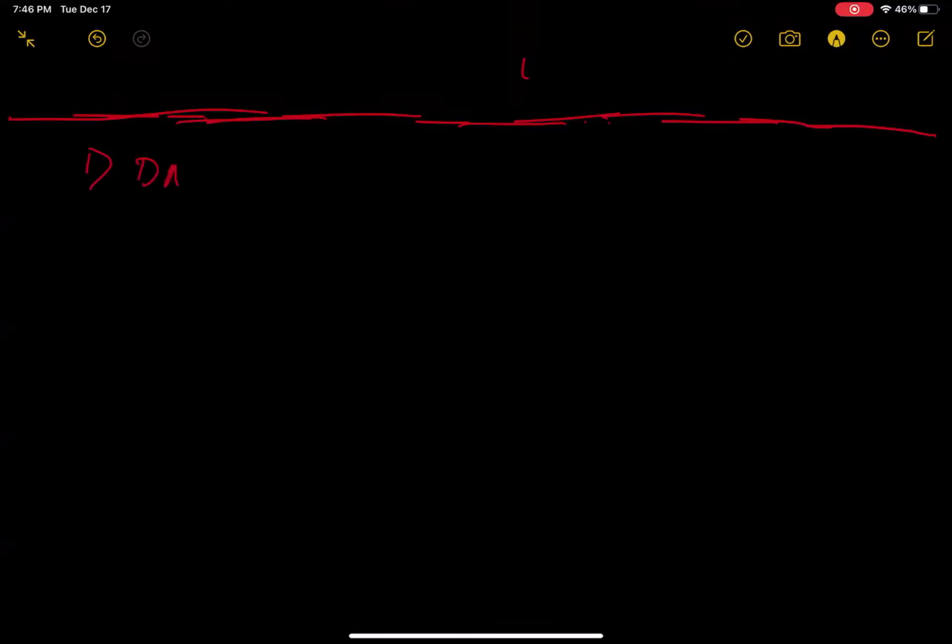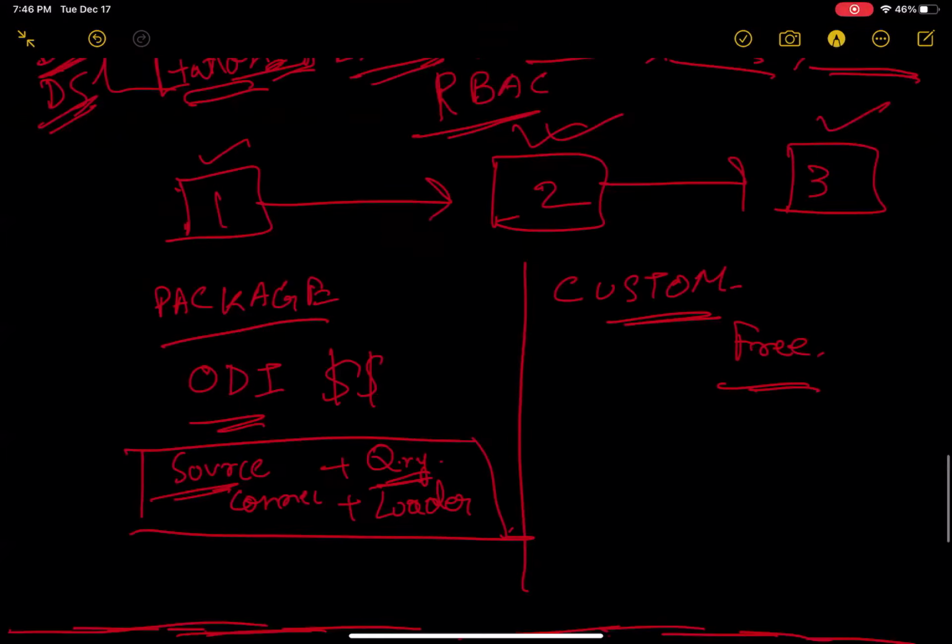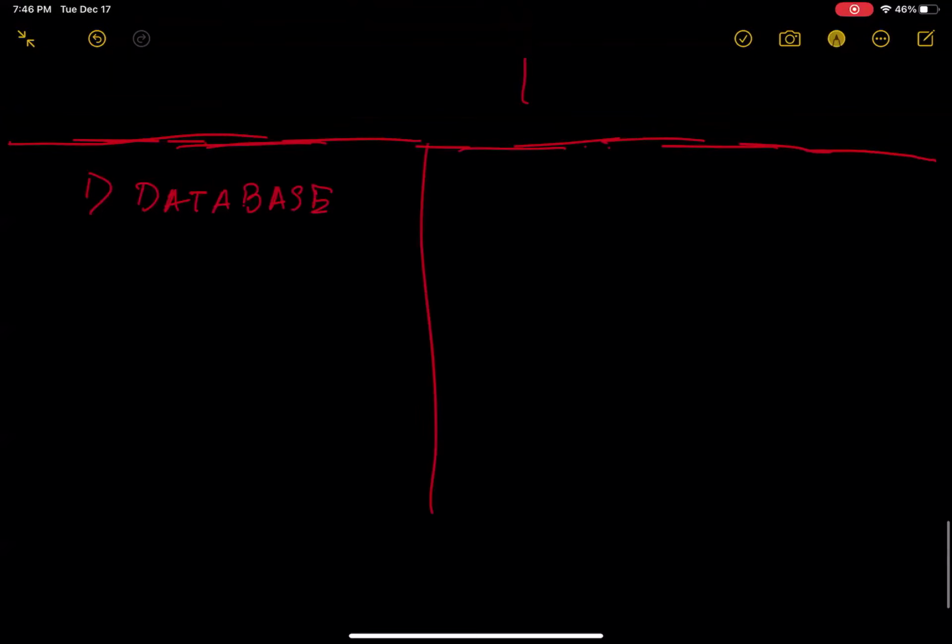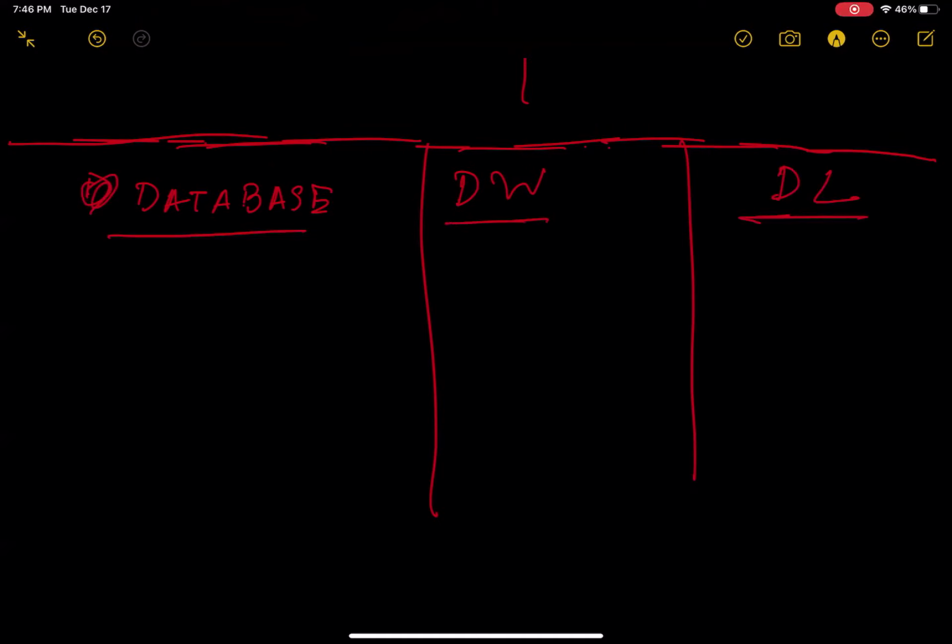This is database, right? This is going to be data warehouse, and this is going to be data lake. So ideally, if you look at things, this can be categorized into a few things.